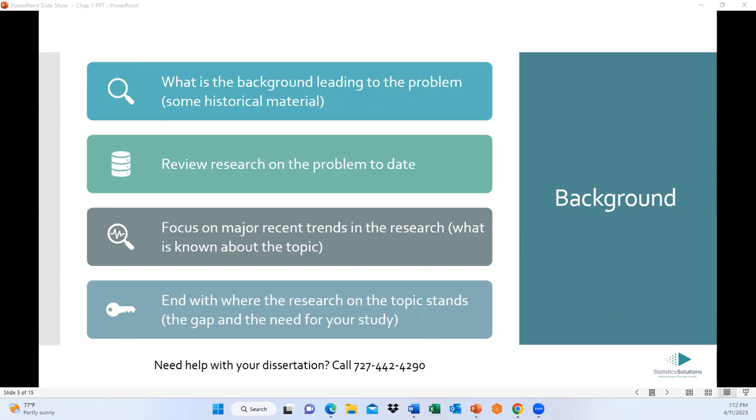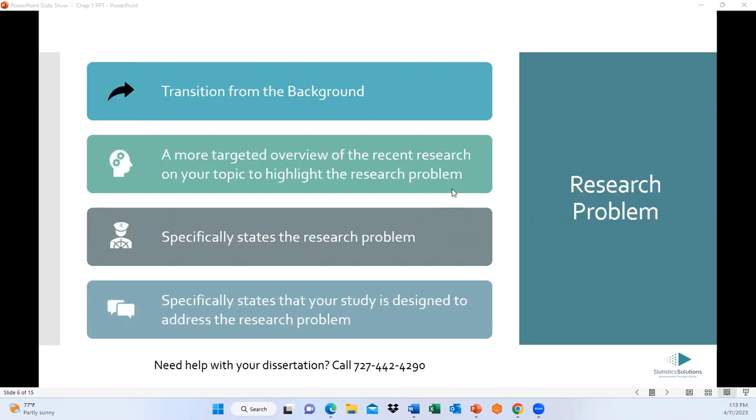Okay. Focus on major trends in the research, what is known about the topic. If you think of it as a funnel, it funnels down to where the research stands on the topic today. And it should point to the gap, or to your research problem and what is still needed on the topic. So this background is a historical summary of the topic, the research on the topic, with an eye towards what's lacking in the research, right? And hence the need for your study. That's what the background points to. And that takes us to the research problem.